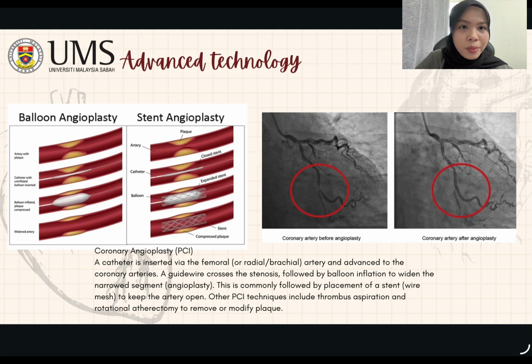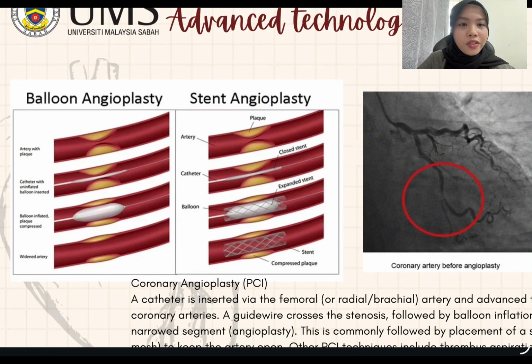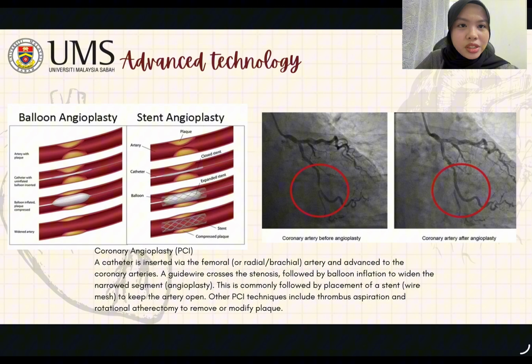This involves passing a fine wire across the obstruction, followed by inflation of a small balloon to widen the artery. So, in most cases, a stent, which is a fine wire mesh tube, is placed to keep the artery open and reduce the risk of re-narrowing. Additionally, percutaneous techniques include thrombus aspiration and rotational ablation of hardened plaques. These minimally invasive procedures improve blood flow, reduce symptoms, and decrease mortality.